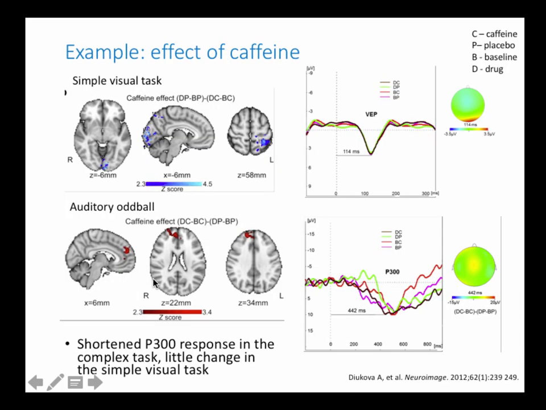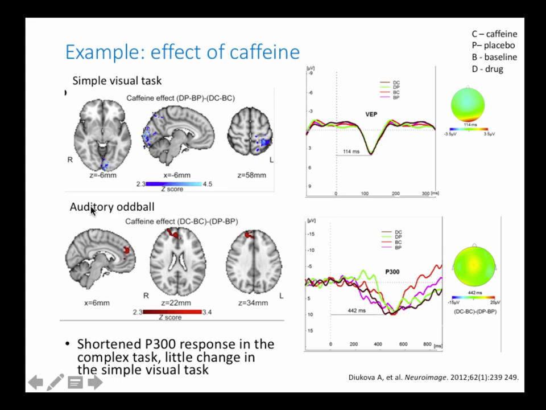So one example that this does really work, if you do simultaneous EEG and fMRI to have a look at drug effects, is this one, where they did two different tasks, one which was really easy, which is just a simple visual task. You can see that it localizes pretty nicely to the visual cortex. And then they looked at the visually evoked potentials from EEG. Those are coming from the visual cortex as well. But you can see that the caffeine doesn't actually change the visually evoked potentials at all in this particular case.